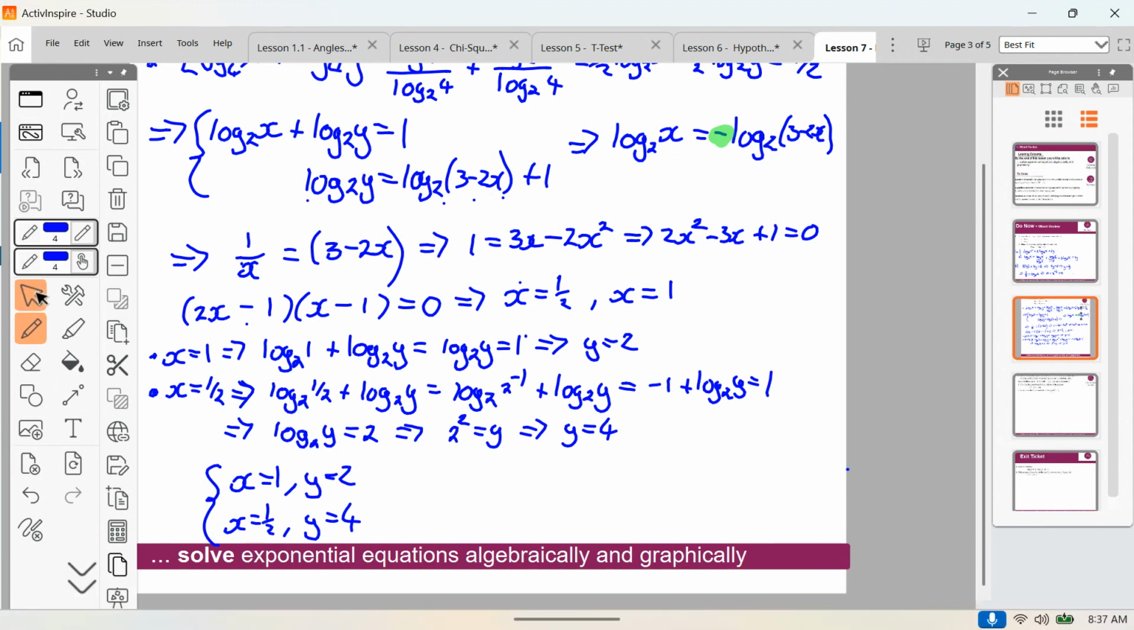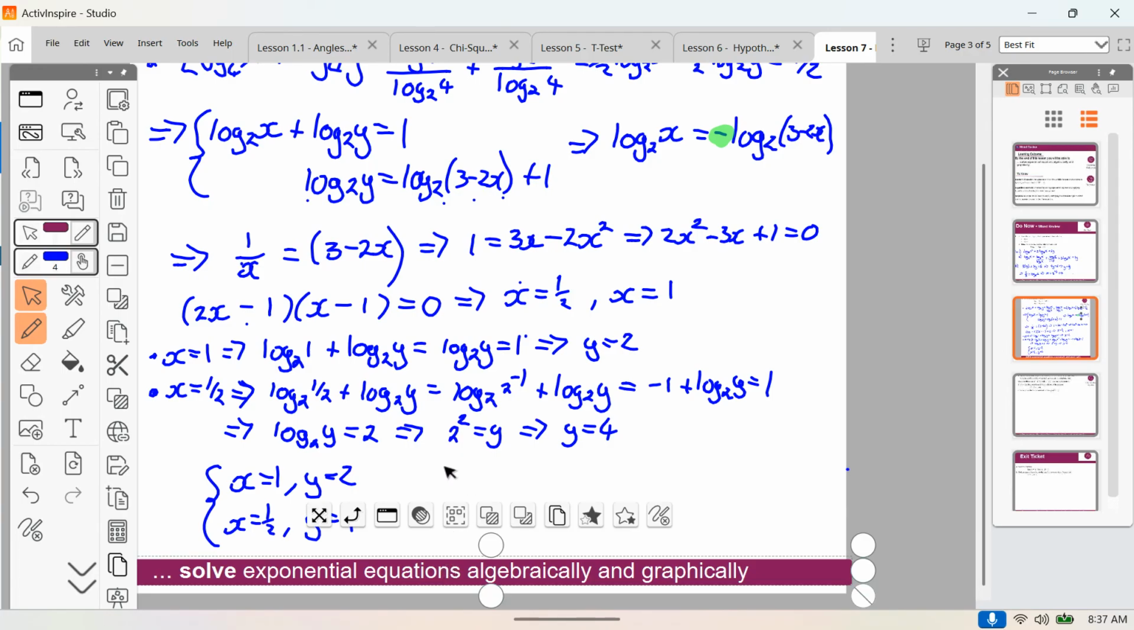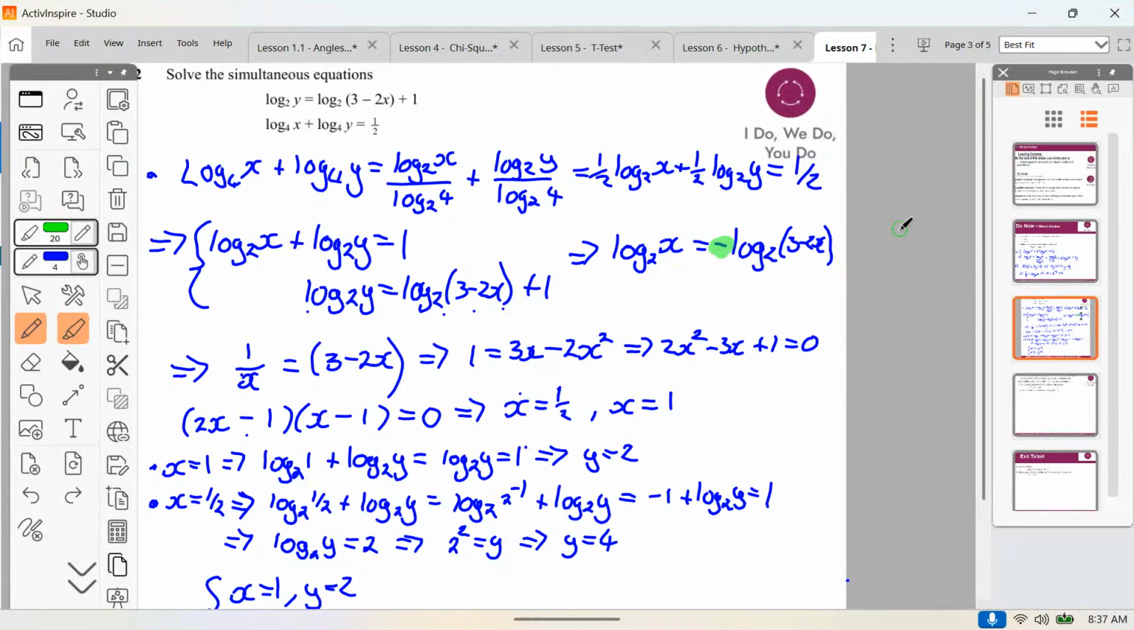Sir, yes. When you were getting the 1/2, you got 1/2 of log 2x and then 1/2 log 2y. Here? Or is it higher up? Oh, here? Yeah. What did you do after?